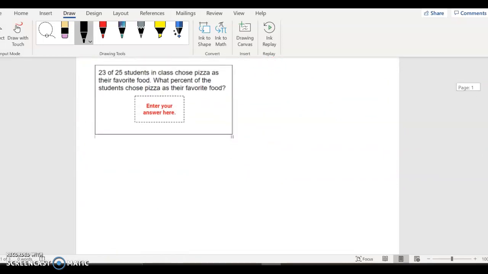And the second question is a little bit more of a word problem, more of a real life situation. 23 of 25 students in class chose pizza as their favorite food. What percent of students chose pizza as their favorite food? So again, we know we can set up our proportion. 100 always goes on the bottom. We do not have a percent anywhere in this question, so x will go on top.